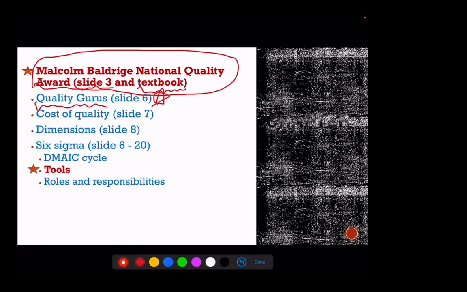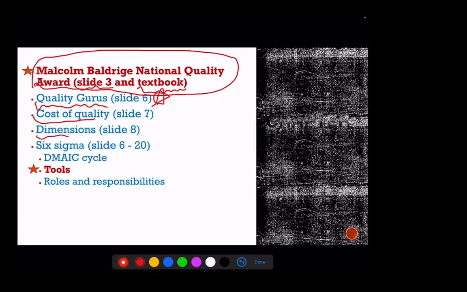Another thing you need to go over is the cost of quality. Why do we need to manage quality? Why is quality such an important aspect when almost all companies develop their operations strategy? We have different types of cost of quality. Please review them and figure out the meaning of each. I may have a multiple choice question where I give you an example and ask which cost of quality it is.